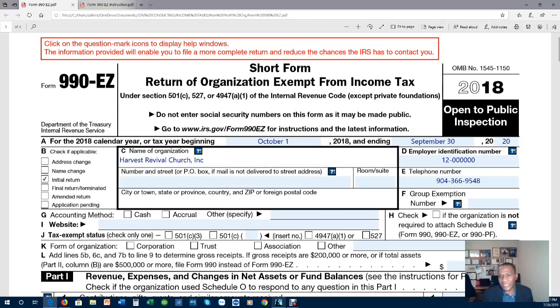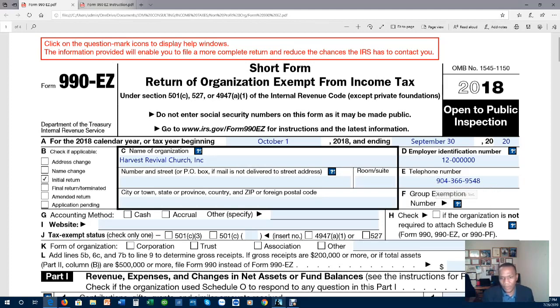In Section C, you have to make sure that the information here is as accurate as possible to prevent delay. Any information that's not accurate according to the record you have with the Internal Revenue Service will delay the processing of your form, of your organization's application. Group exemption number: if your organization is part of a group exemption, then you'll put the number here.